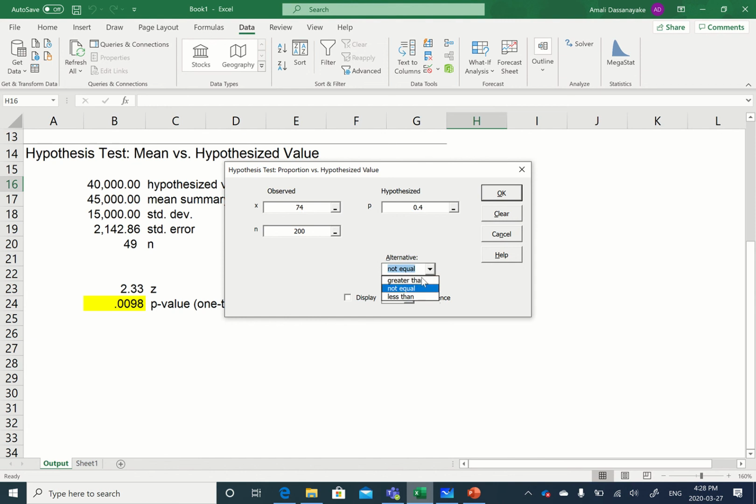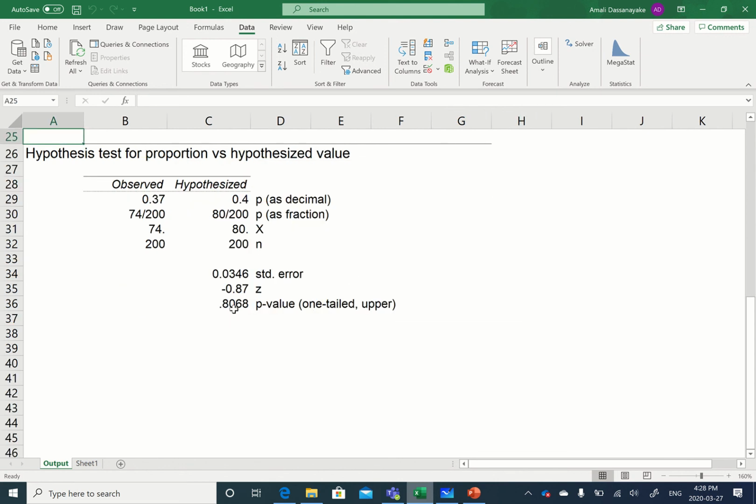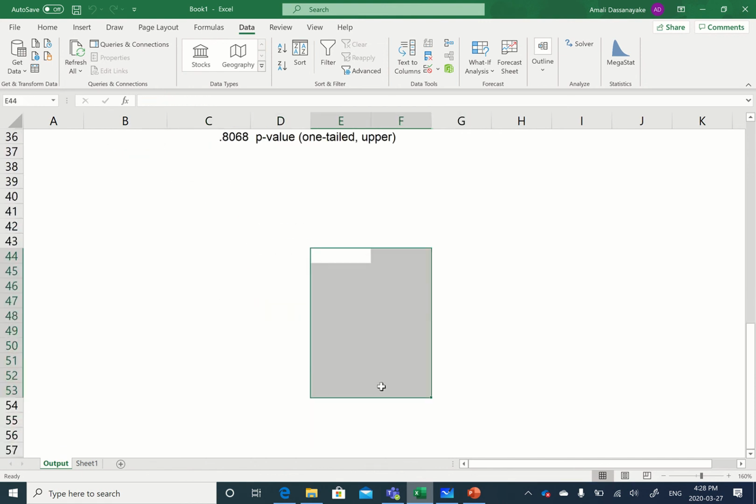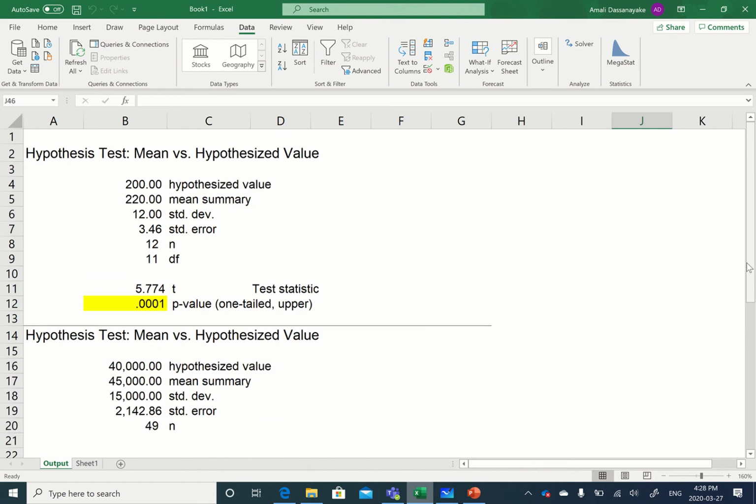We are comparing proportion to 40%, right? And the alternative is greater than. No need to do this part. This is for confidence intervals. It's chapter 8. Click OK. Here you go. So this is the test statistic, the z-value. This is the p-value. Okay. The z-value came as a negative, which is completely fine.